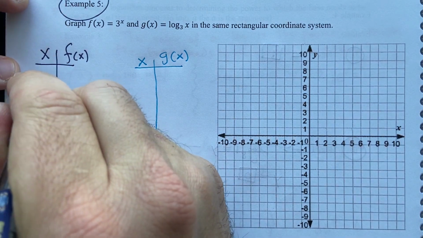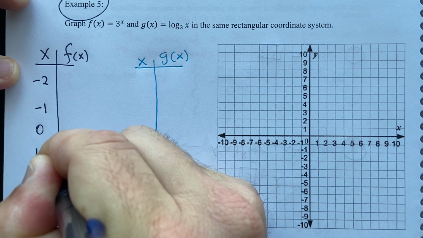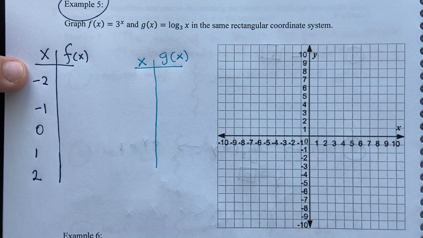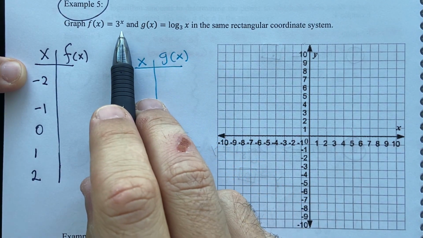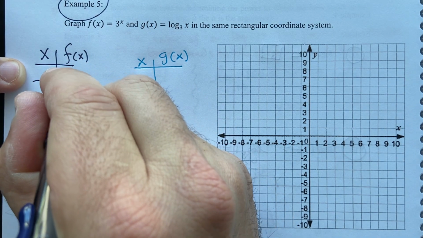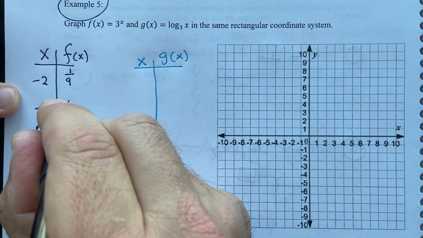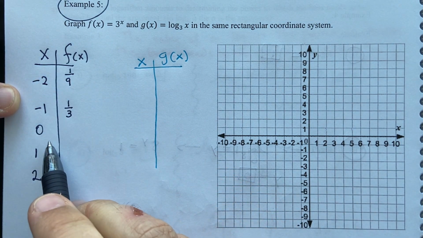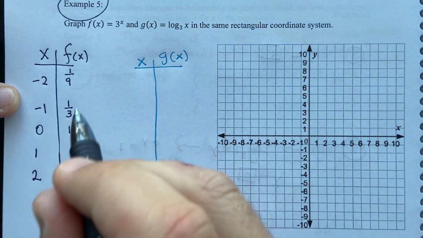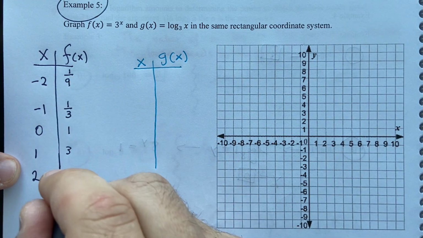So maybe I'll pick -2, -1, 0, 1, and 2. So if I plug in -2 into this function, I get 1/9. Plug in -1 into this function, I get 1/3. Plug in 0 into this function, I get 1. Plug in 1, I get a 3. Plug in 2, I get a 9.